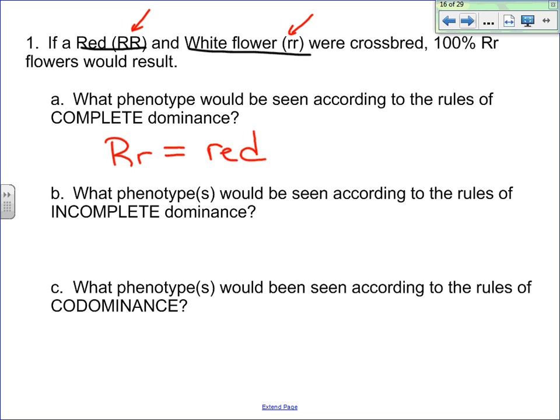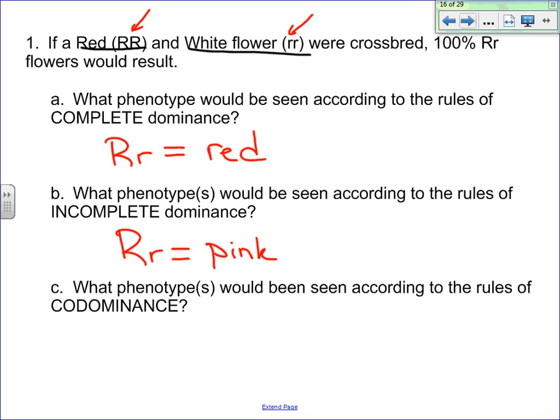What would we get if we see an incomplete dominance? So what phenotypes would be seen according to the rule of incomplete dominance with regard to big R, little R? Remember, incomplete dominance says that the traits will be mixed. And what we would expect there is some red mixing with some white, and what we would get are flowers that are pink, according to incomplete dominance.